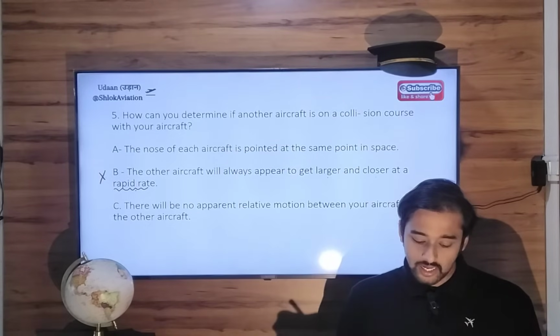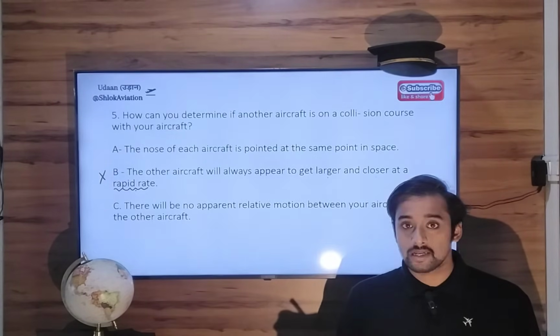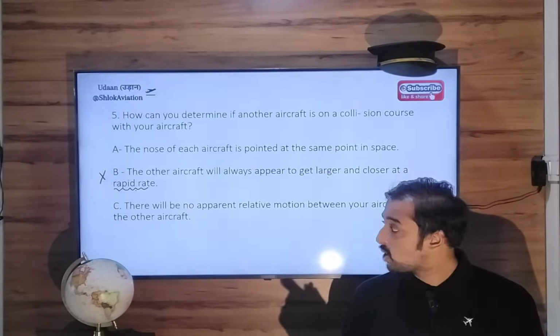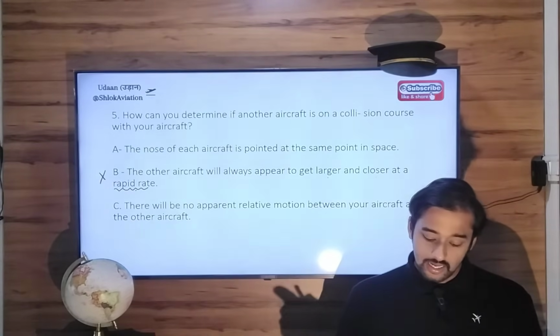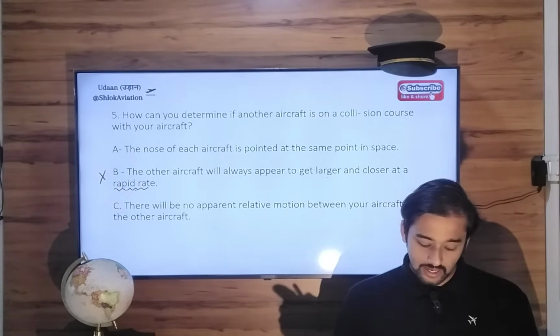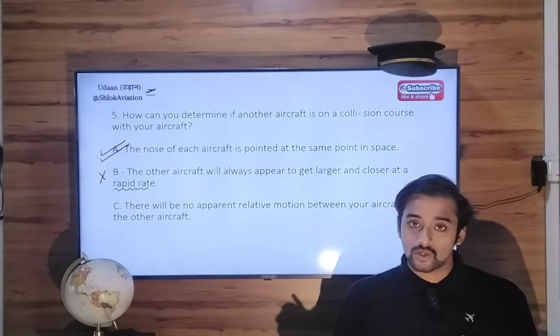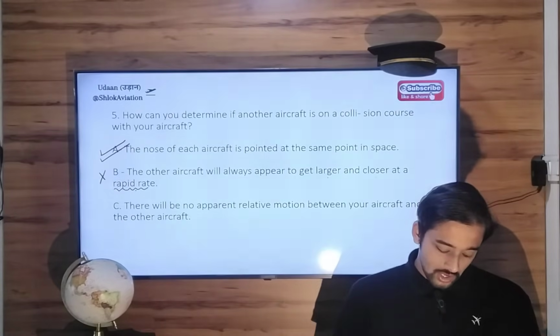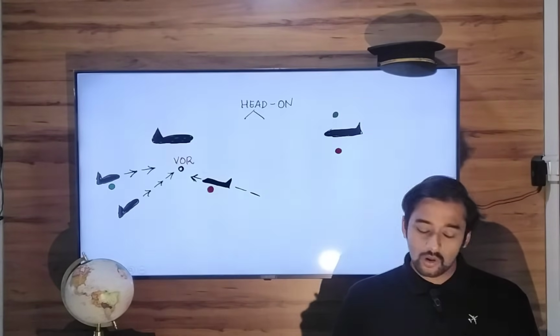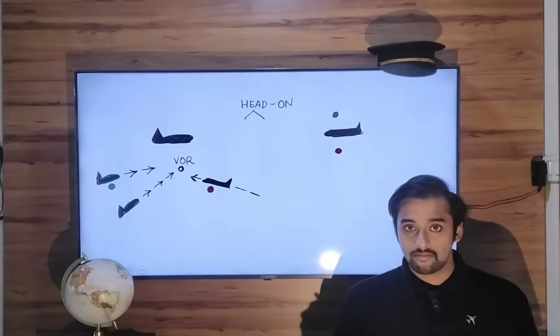The nose of each aircraft is pointed at the same point in space, and the C option, there will be no apparent relative motion between your aircraft and the other aircraft. So the correct option will be option number A. So this is the answer. So remember this point: head-on collision and convergence at the same point.